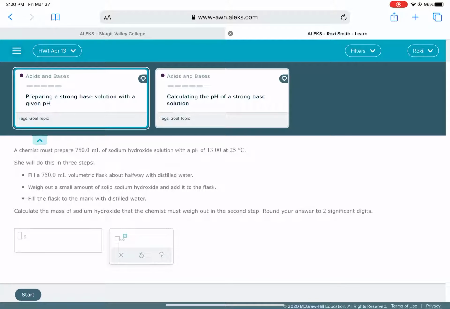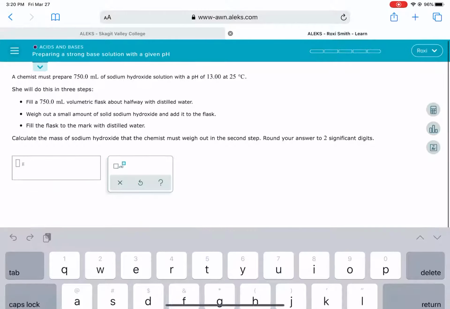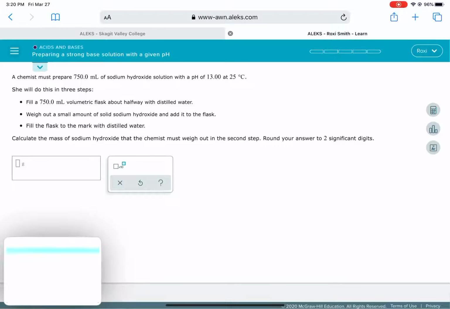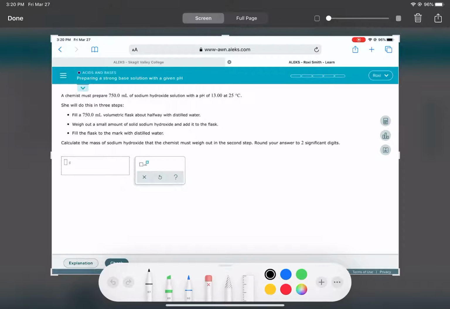The last ALEKS problem that you have to solve is preparing a strong base solution with a given pH. So let's take a look at that one as well. For this problem, it says that we are trying to make a solution that has a pH of 13. We want 700 milliliters of that solution, and we want to use sodium hydroxide, NaOH. And it's asking us to calculate the mass of sodium hydroxide that you need for that solution.